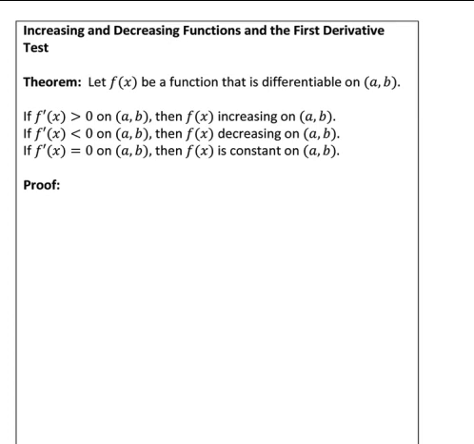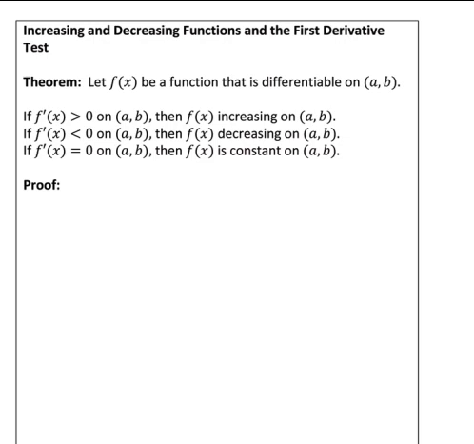We're going to prove this theorem, and we need it in order to do the first derivative max-min test. It says: let f of x be a function that is differentiable on the open interval (a, b). If the derivative f prime is greater than 0, then the function f of x is increasing. If f prime is less than 0, then the function is decreasing. And if f prime equals 0, then the function is constant.